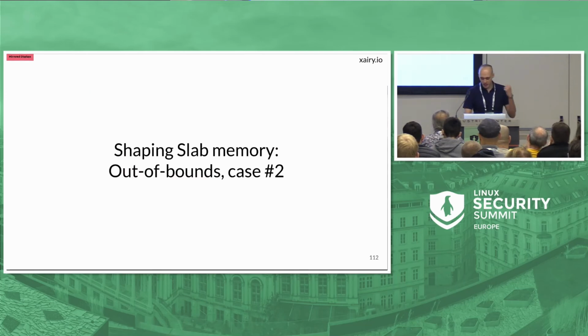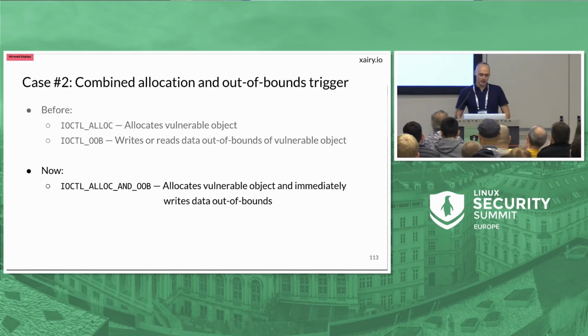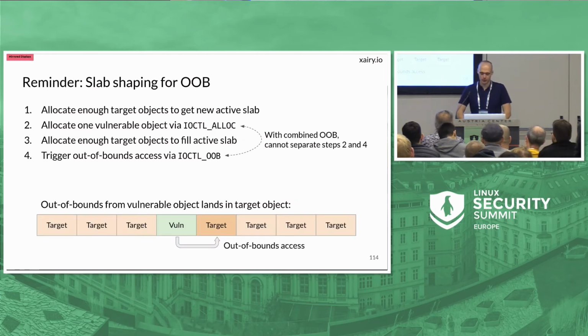Okay, let's discuss a slightly more complicated case. This is the case when we have a combined allocation and out-of-bounds trigger. In the previous case, we had a separate syscall which allocated the vulnerable object and a separate one that triggered out of bounds. In this case, we have one that both allocates an object and then immediately triggers out of bounds from the object.